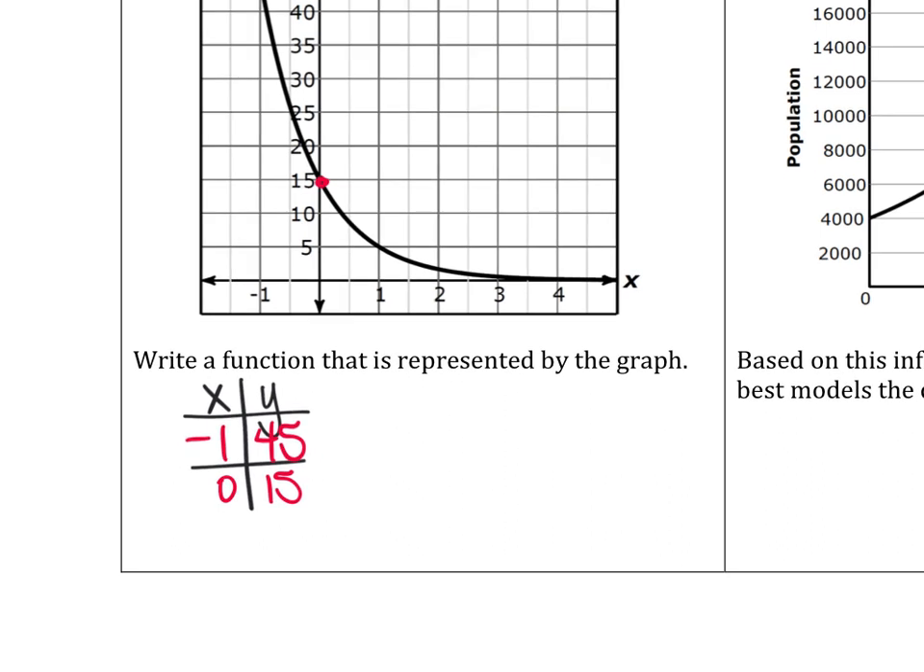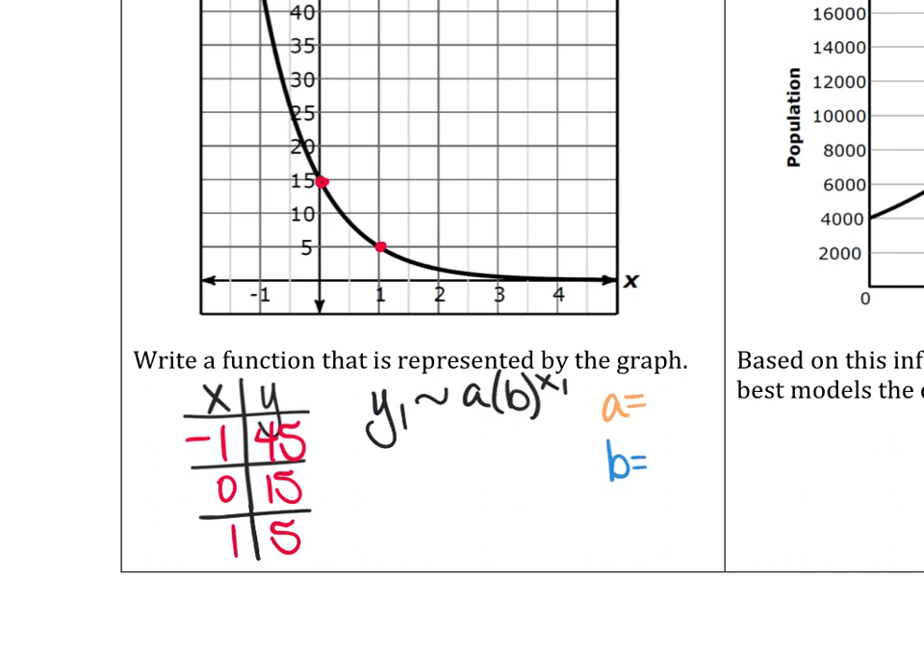And you can also do 1 and 5. From here, we're going to put in our regression formula, which is y1 squiggly a times b to the x1 power. And we're looking for our a value and our b value.